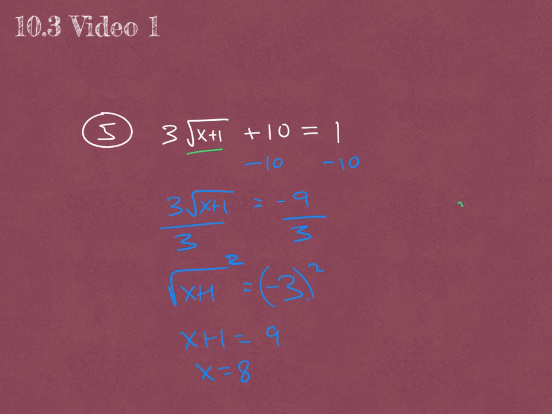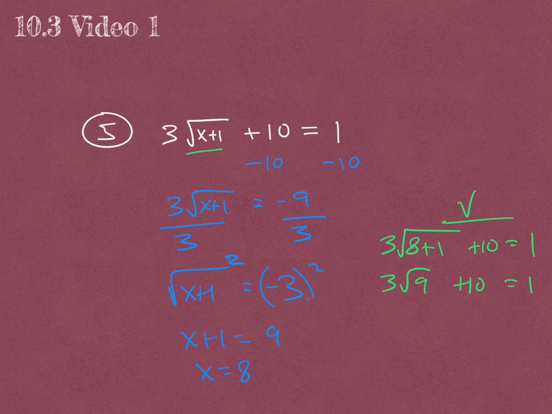So when I go to check my answer, I would do 3 times root 8 plus 1, because x was 8, so x plus 1 is 8 plus 1, plus 10, and I want to see if that equals 1. I'm going back to the original problem to plug this in. So that's 3 root 9 plus 10, does that equal 1? Well, root 9 is 3, so 3 times 3 plus 10. That's 9 plus 10 is 19, which does not equal 1, so we're sad.